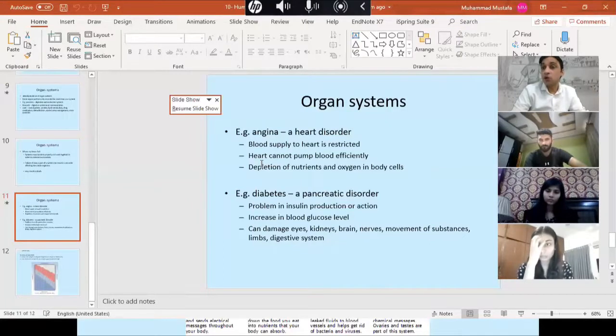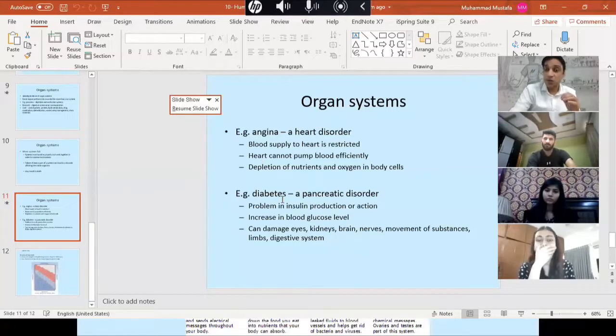And because of some other error, if the heart fails to work efficiently, the cells will not be able to receive the ingredients they need, because the heart is responsible for pumping oxygen as well as food to the different parts of the body. So if anything bad happens to the heart or its function, it will lead to disease and, khuda na khasta, ultimately to death.